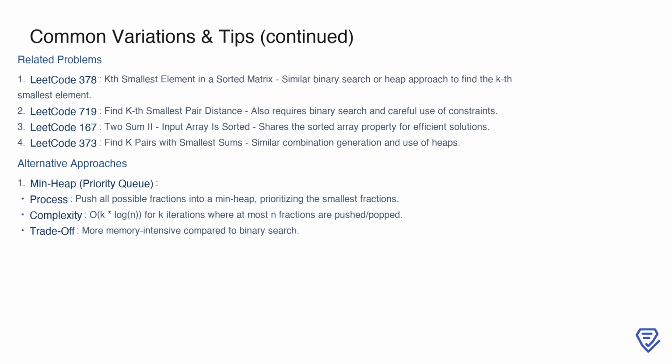Considering alternative approaches, one of the most common is using a min heap. In this method, you push all possible fractions into a min heap, prioritizing the smallest fractions at each step. This has a time complexity of O(k * log n), as you perform up to k iterations where at most n fractions are pushed or popped. However, the trade-off is that this approach can be more memory-intensive compared to binary search, especially for large arrays. Understanding these related problems and alternative strategies can help you adapt to variations in the problem during interviews.